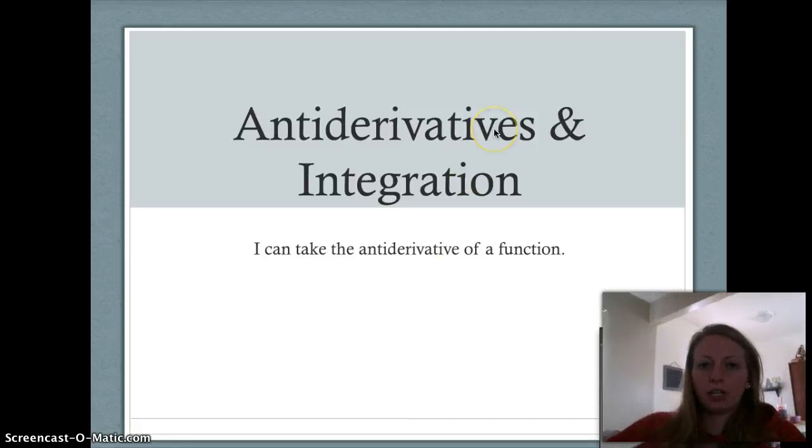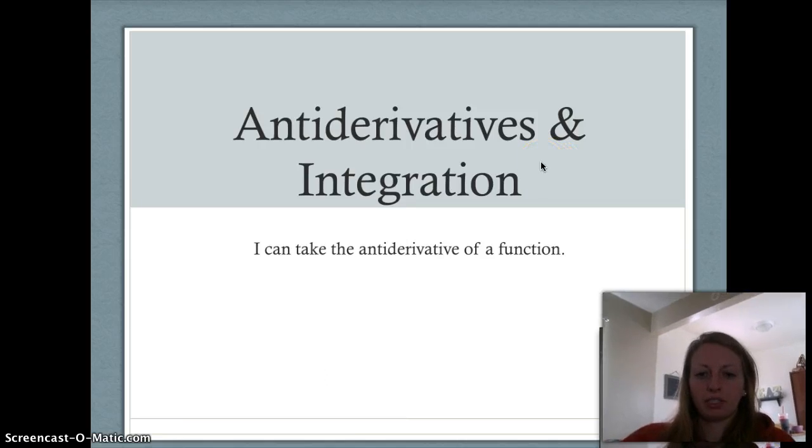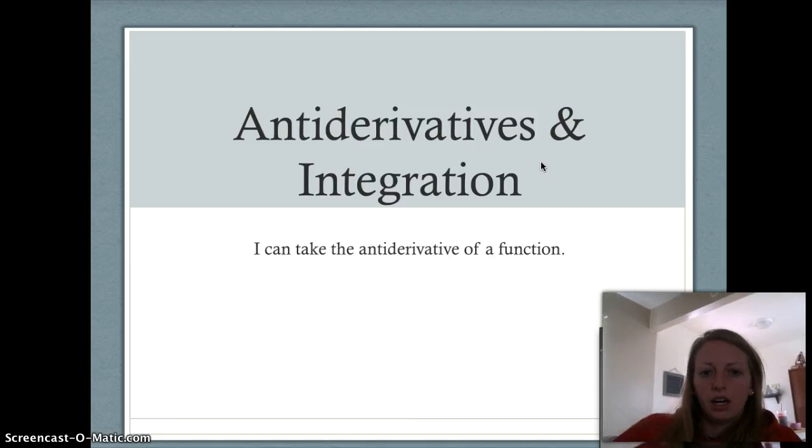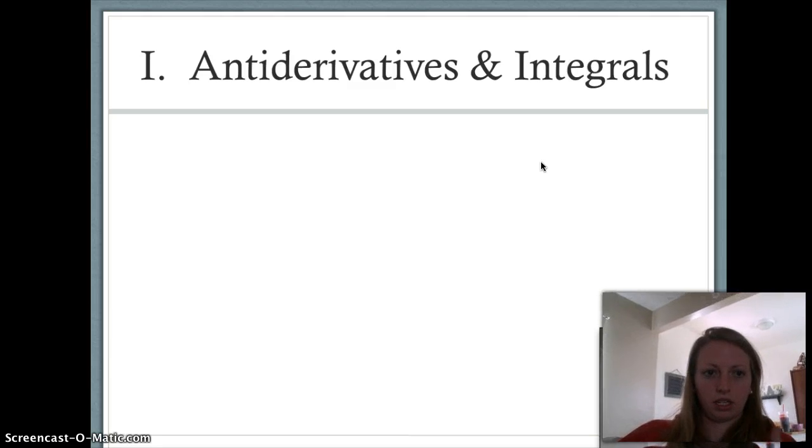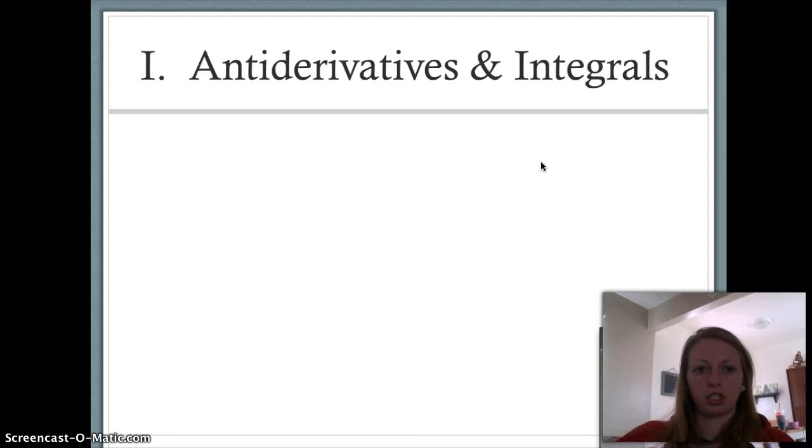Anyway, so now we're getting into antiderivatives and integration. So we're actually going to be doing the opposite. Taking the antiderivative or integrating a function is doing the opposite of taking the derivative. Also remember, you can pause this whenever because I'm just going to keep on going through it. So pause at certain points to write things down or whatever you need to do.